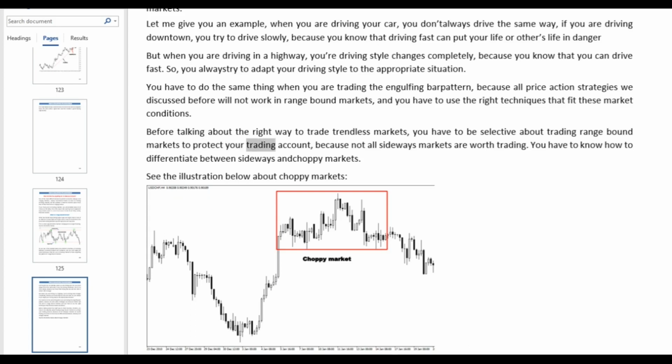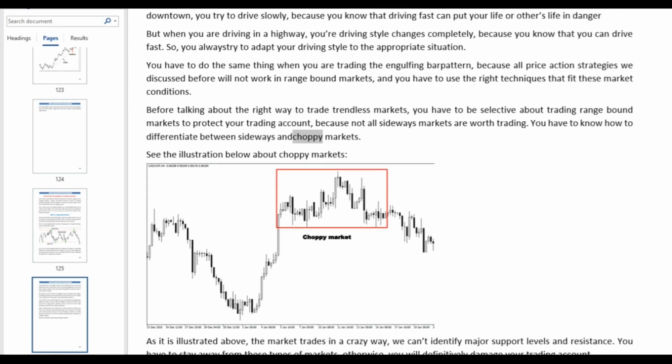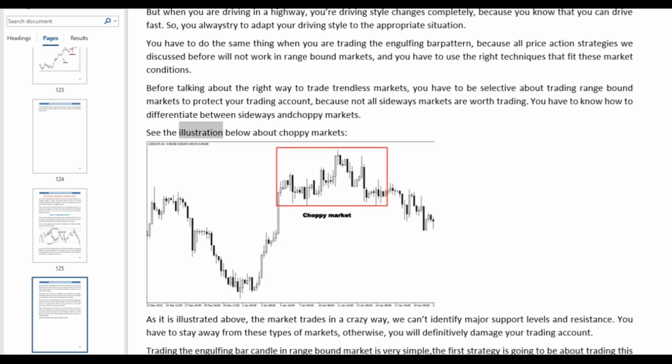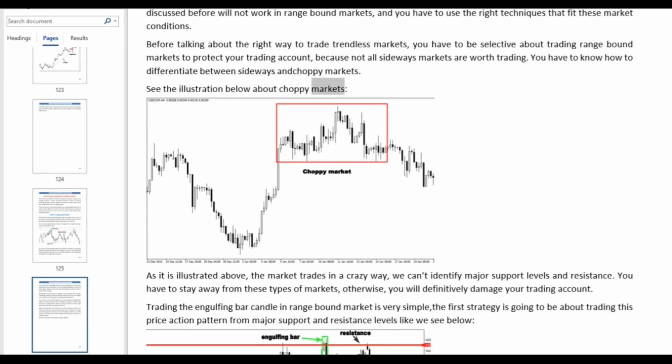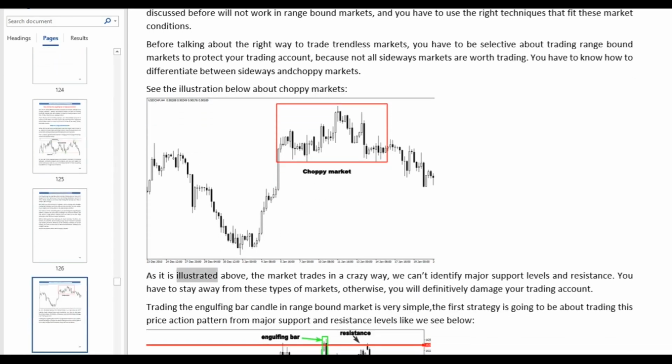Before talking about the right way to trade trendless markets, you have to be selective about trading range-bound markets to protect your trading account, because not all sideways markets are worth trading. You have to know how to differentiate between sideways and choppy markets. See the illustration below about choppy markets. As it is illustrated above, the market trades in a crazy way. We can't identify major support and resistance levels. You have to stay away from these types of markets, otherwise, you will definitely damage your trading account.